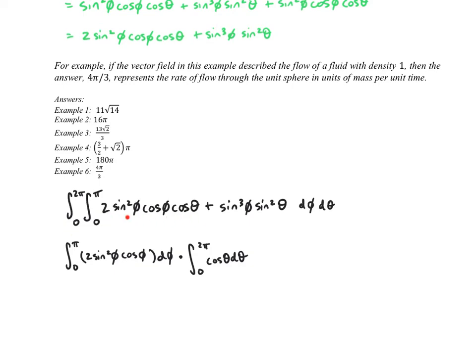We can split this one off because of the addition, and because it's separated by multiplication, we can split up the integrals. So that would be the first portion there, plus, and then what we could do is a similar thing here and take the integral of sine cubed of phi d phi and multiply it by the integral from 0 to 2 pi of sine squared theta d theta.